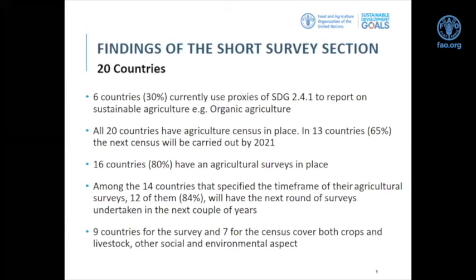We have asked if the country was already reporting on indicators on sustainable agriculture, and 6 countries, so 30%, replied that they currently use proxies. In particular, we had Germany that stated to report organically farmed agricultural land. We had Italy that said reporting percentage of utilized agricultural area under organic farming, and Sweden used the proxy organic area.